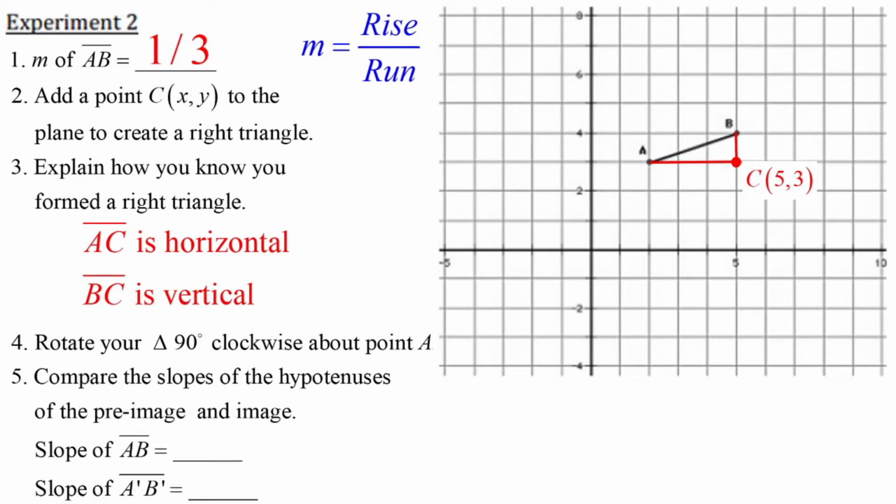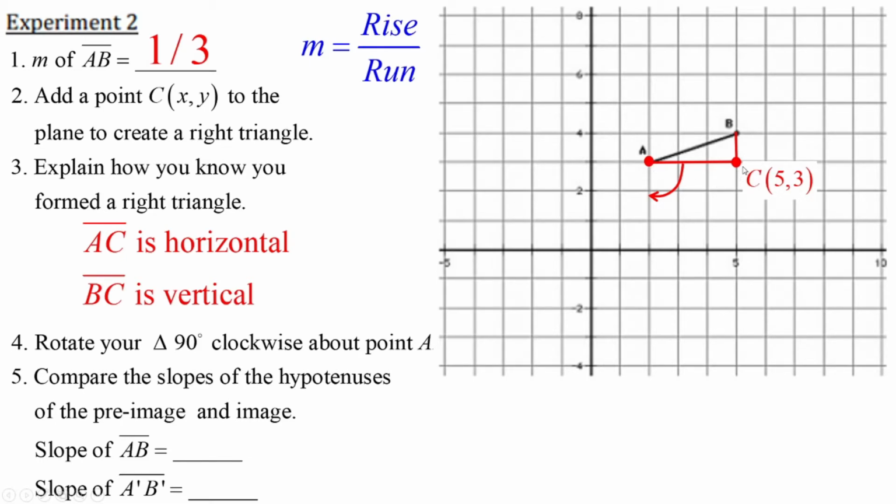Now just like last time, let's rotate your triangle 90 degrees clockwise about point A. So we're going to rotate about point A. That's my point of rotation. How many degrees and which direction? 90 degrees clockwise. So we're going to go this way. And that looks like a 90-degree angle right there.